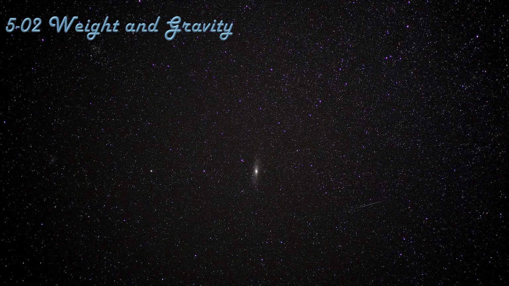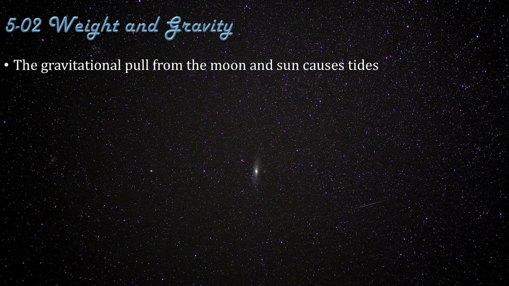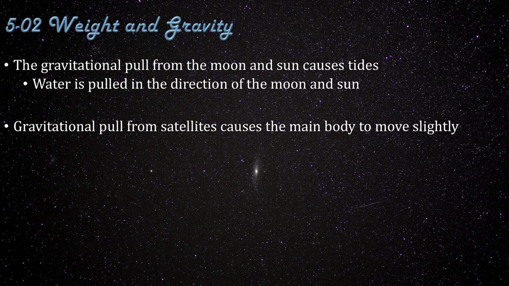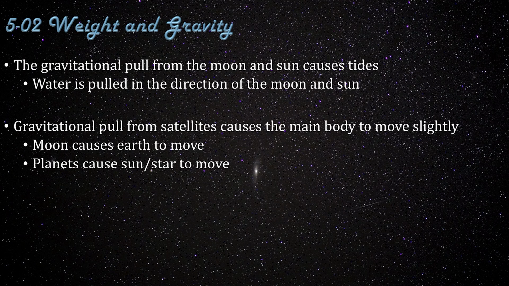How does the gravity from the moon and the sun affect us? It causes the tides in the ocean. Water is pulled in the direction of the moon and the sun. The gravitational pull from satellites will cause the main body to move slightly. So the moon causes the Earth to move. Planets cause the sun or star to move. That's one way astronomers have decided that there are planets around other suns, as they could see the star wiggle slightly over time as some large planet went around it.